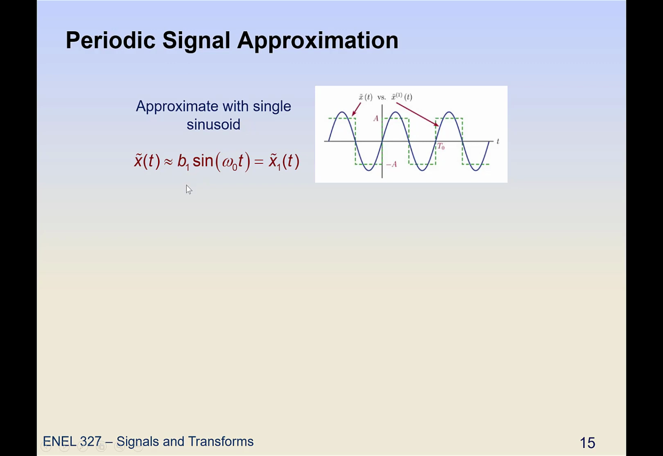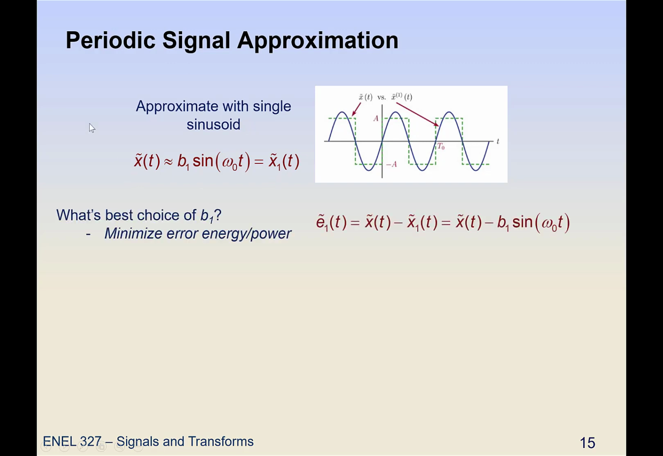And we need to find what coefficient to use here so that x1 is the best possible approximation to x that we could get. Well, what is that best choice? We could choose anything, but the best choice is going to be the one that minimizes the energy or the power in this error signal, which is x of t minus b1 sine omega naught t.